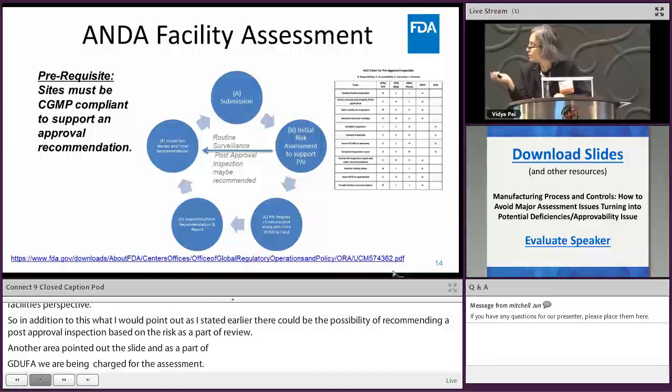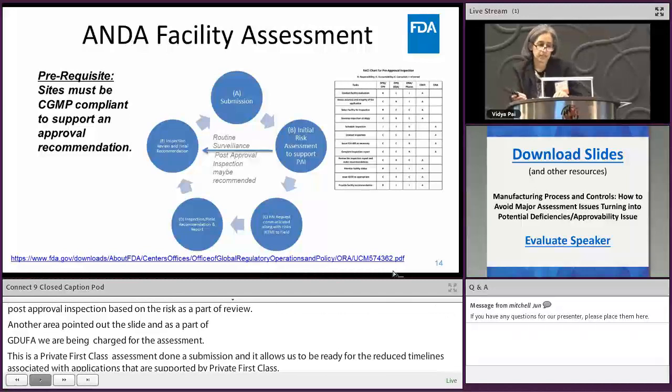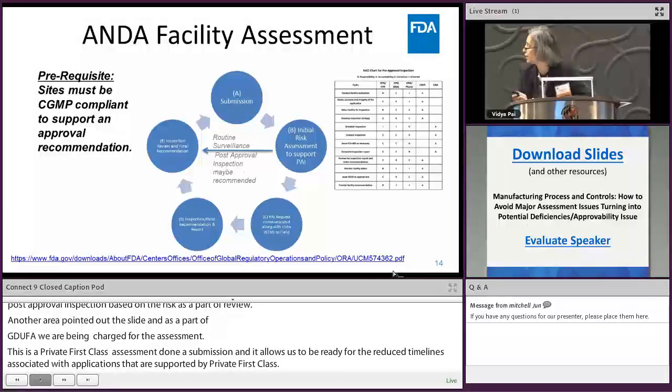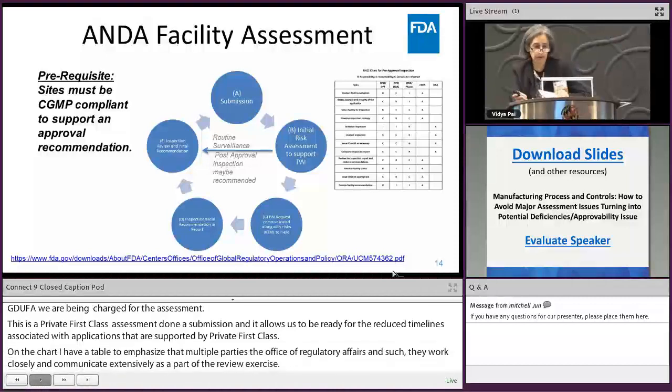On the chart here, I also have a table, and what I wanted to emphasize through the table is that multiple parties, CDER and the Office of Regulatory Affairs, work pretty closely and communicate extensively as part of the review exercise. At various points, there is information going back and forth that allows for a robust recommendation to be brought to bear on the submission.